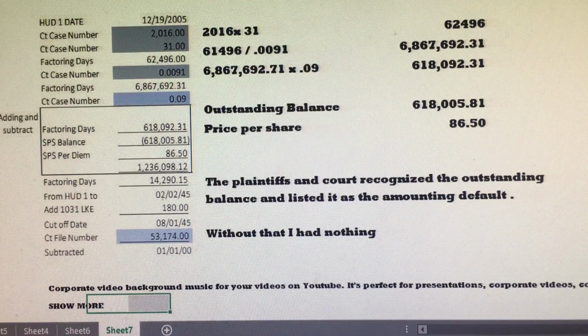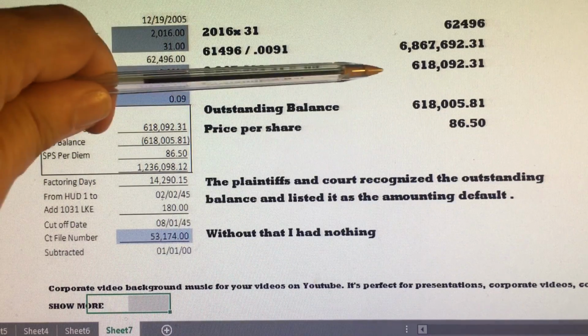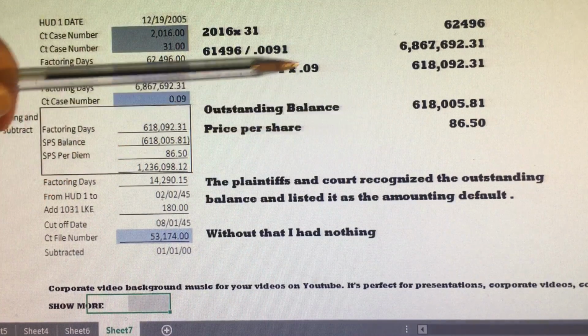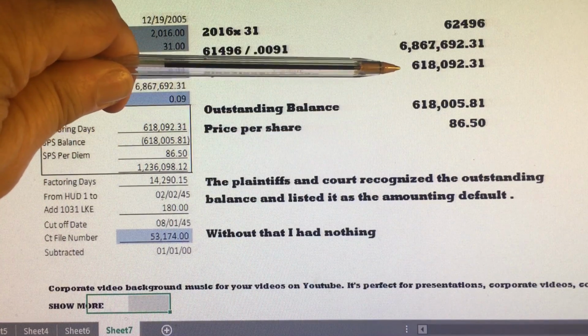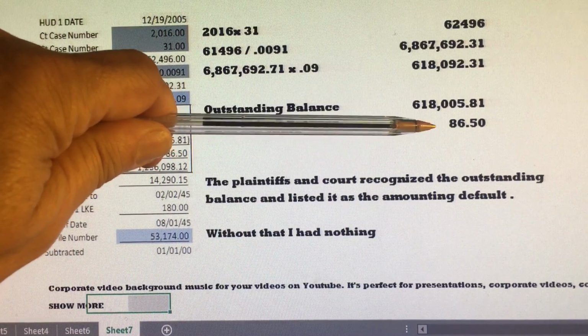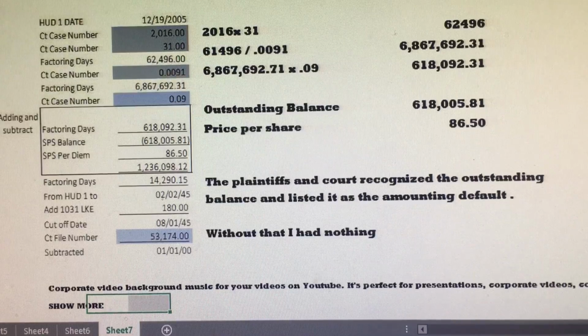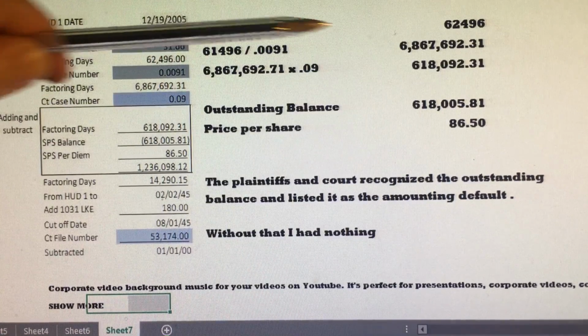What I did was I took the outstanding balance that was listed by the plaintiff, the outstanding balance that was listed by the servicer, Select Portfolio Services, the outstanding balance that was identified in a judicial pleading, the outstanding balance that the court is going to decide the matter on, 618-00581. Our numbers came up with 618-09231. We're off by 86.5. Guess what? Off for a reason, price per share. So, took a case number, factored it, came up with three numbers.